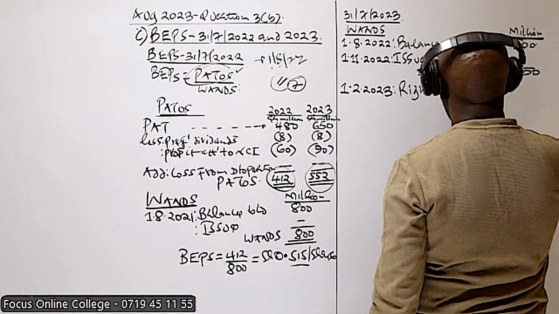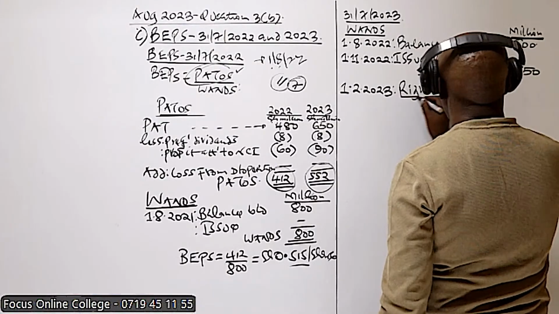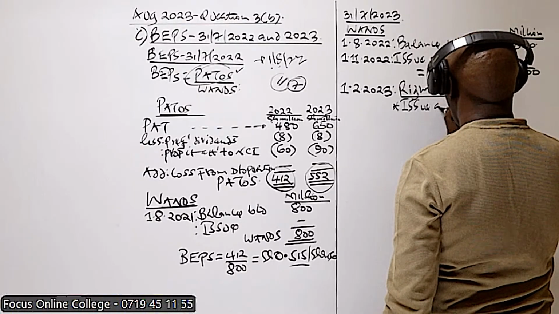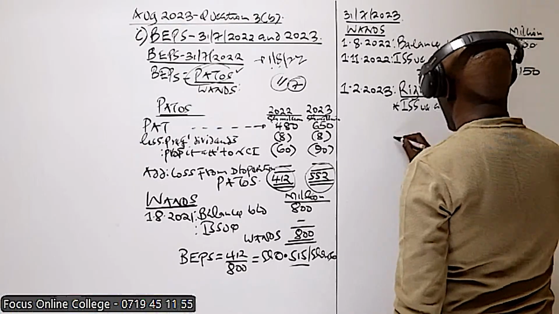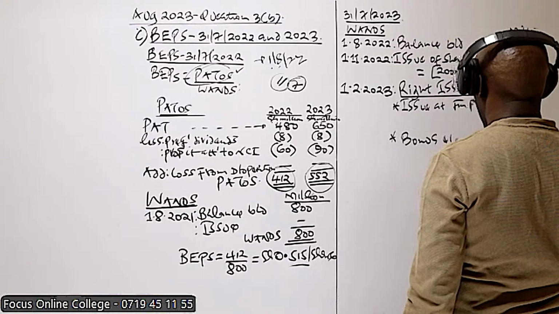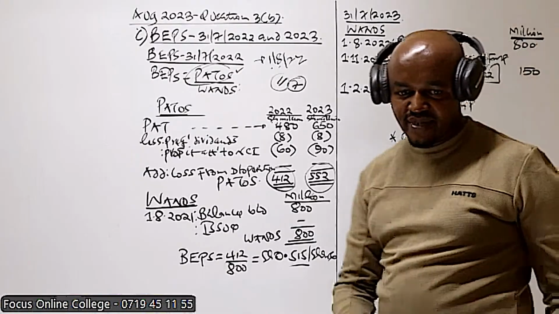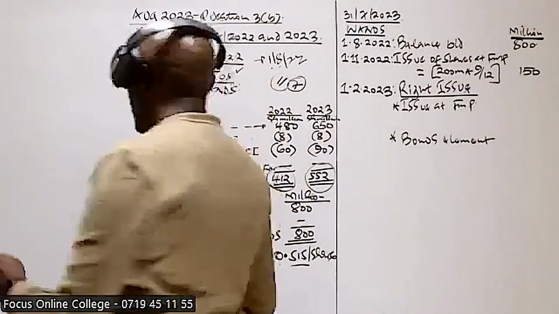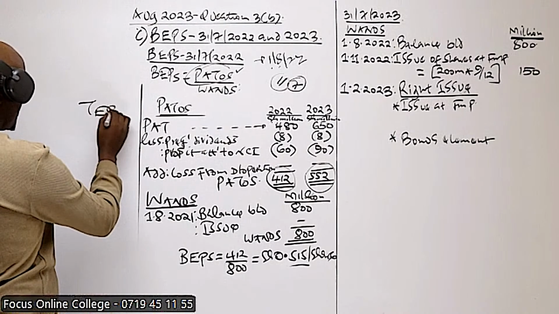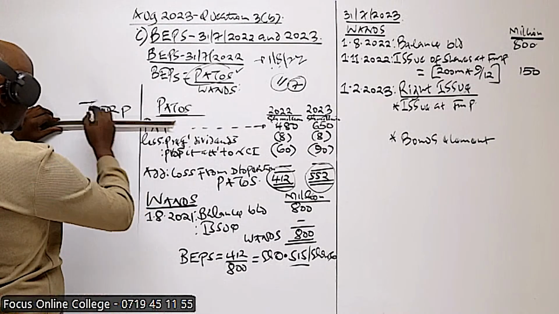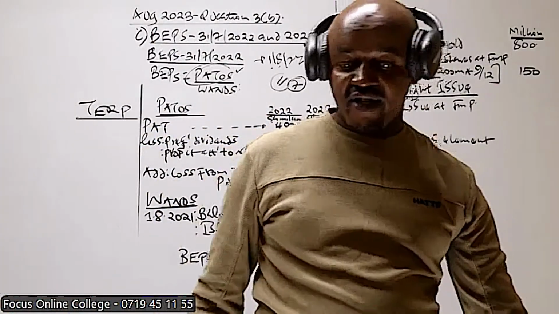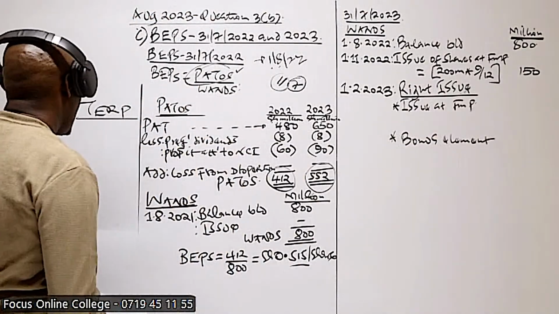Now we have said that once we have shares issued during the rights issue, we need to split these shares into 2 components. Issue at full market price, and number 2, we compute the bonus element. But before we do that, there is something we need to compute here, which we have referred to as the theoretical ex-rights price. The theoretical ex-rights price, we have said, is the expected market price per share after the rights issue. There is a very simple approach of computing this.